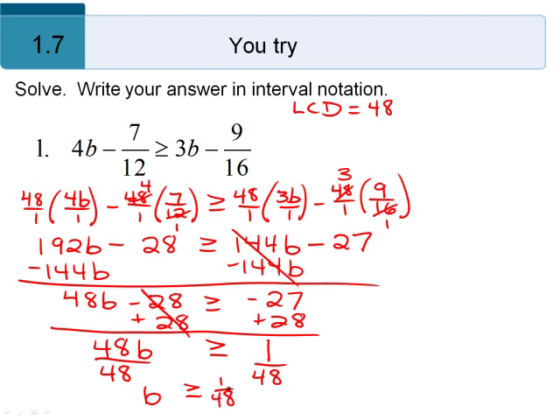Now, answer in interval notation. Okay, so here is 1 over 48. Greater than or equal to, greater than's to the right. With the equal to, it's going to be a bracket. So it's going to be bracket from 1 over 48 all the way to infinity with a parentheses.